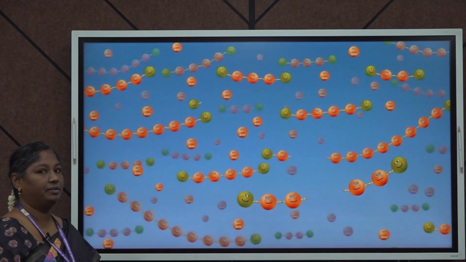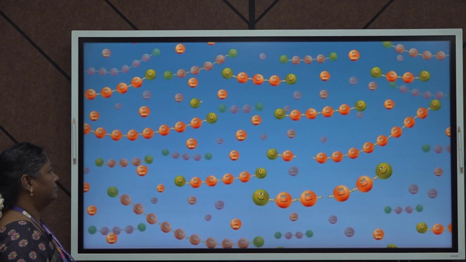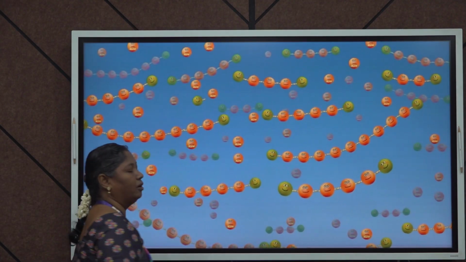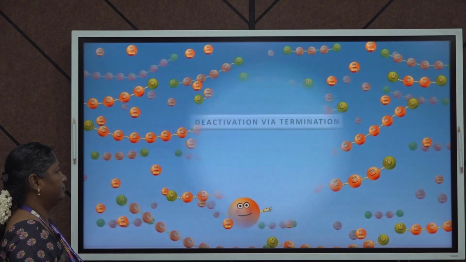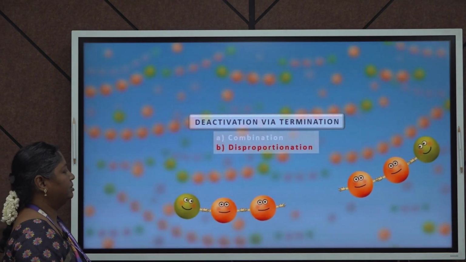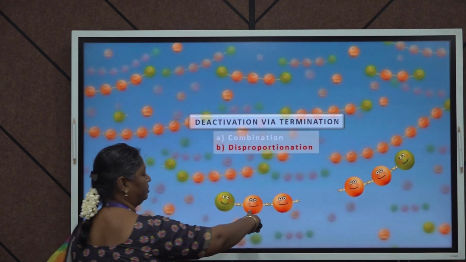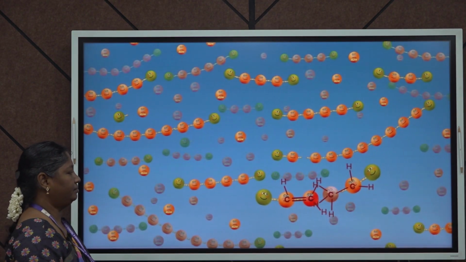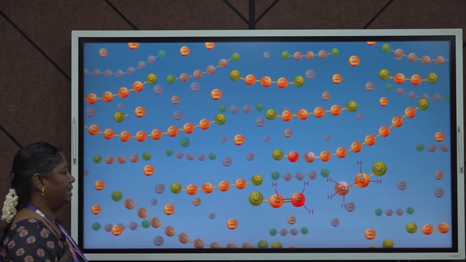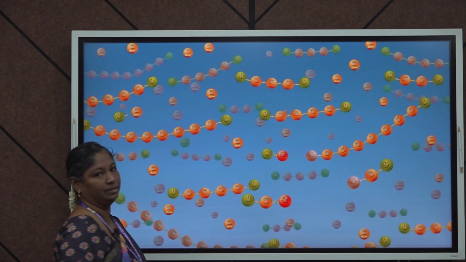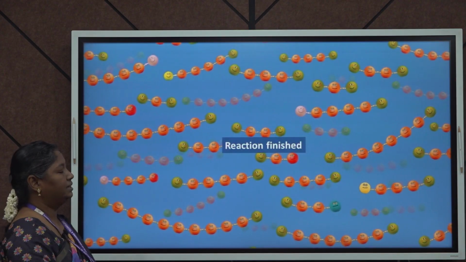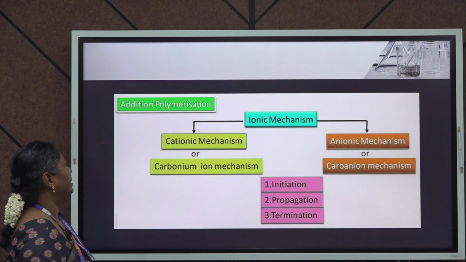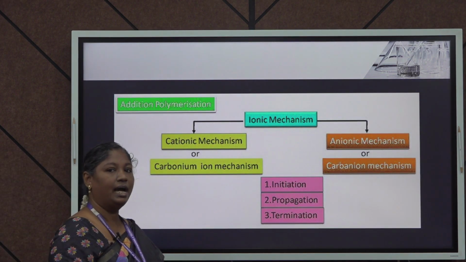This also has 2 types, combination and disproportionation. In combination, the chains combine together to form a longer chain polymer. In disproportionation, it takes a hydrogen from one of the polymeric chains and forms a saturated and an unsaturated polymer. So this is the free radical mechanism. We have had a recap, and next is the ionic mechanism.